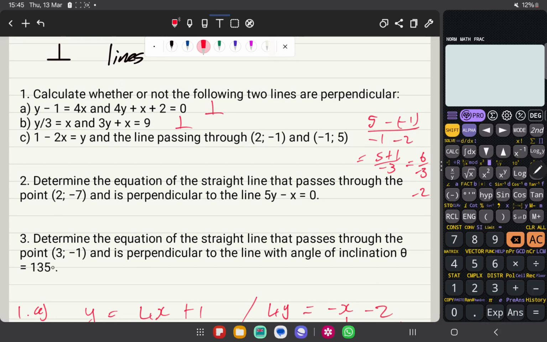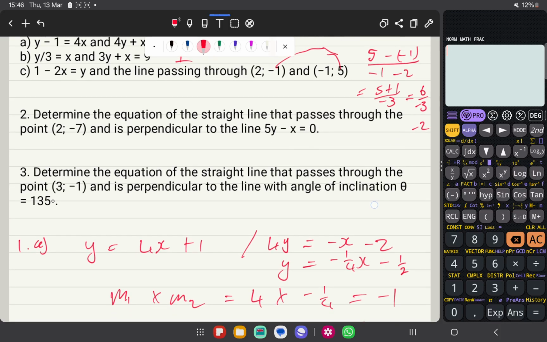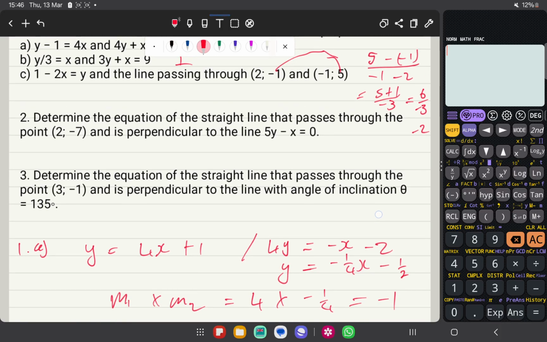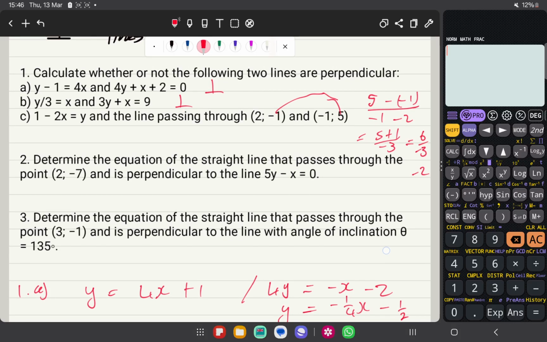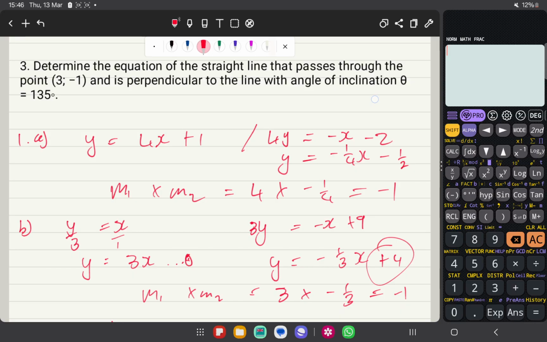Let me check. This is changing y, 5 minus -1, then changing x, -1 minus 2. So everything is fine for number C, but they are not perpendicular. Cool. We do number 2.